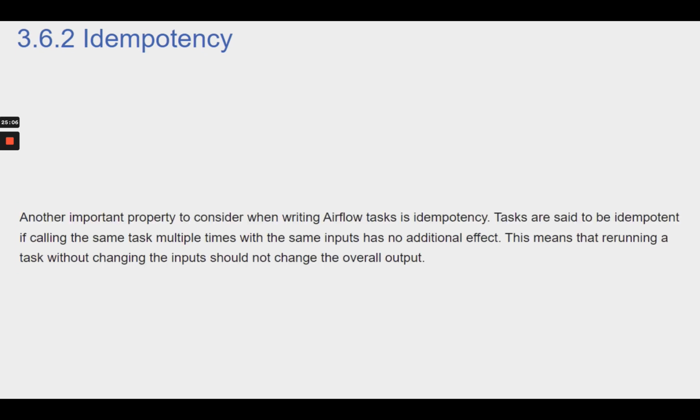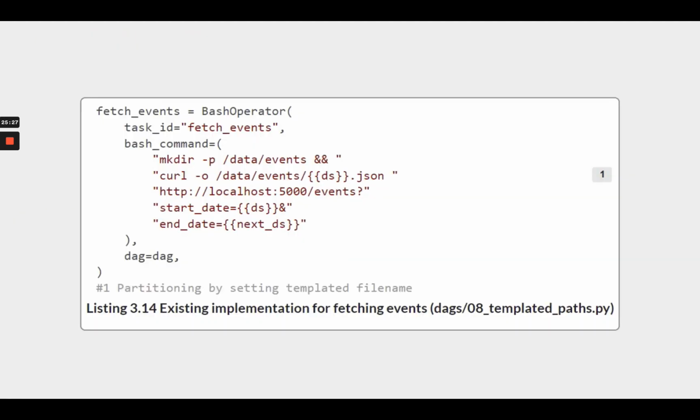Section 3.6.2, Idempotency. Another important property to consider when writing Airflow tasks is idempotency. Tasks are said to be idempotent if calling the same task multiple times with the same inputs has no additional effect. This means that rerunning a task without changing the inputs should not change the overall output. For example, consider our last implementation of the fetch_events task, which fetches the results for a single day and writes this to our partitioned dataset.